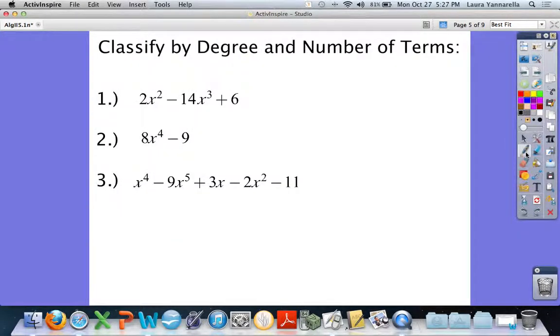If I were to ask you to classify these by degree and number of terms, you would first write them in standard form. I see negative 14x cubed is the highest power of x, then 2x squared, and then 6. Because this is a 3rd power, we call it a cubic trinomial, 3 terms.